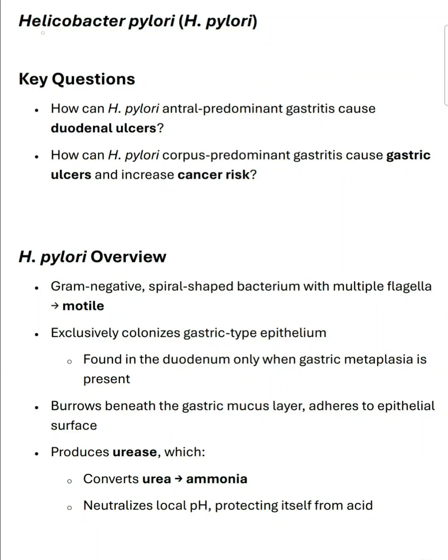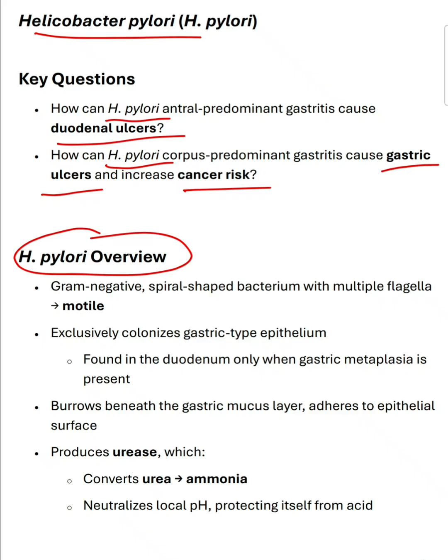In this video we will be talking about Helicobacter pylori infection. Specifically, we will discuss how Helicobacter pylori infection can cause duodenal ulcers, how Helicobacter pylori can cause gastric ulcers, and cancer risk, stomach cancer risk. So before we go into that, let's review Helicobacter pylori briefly.